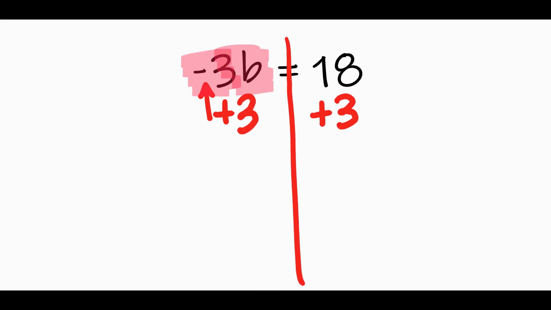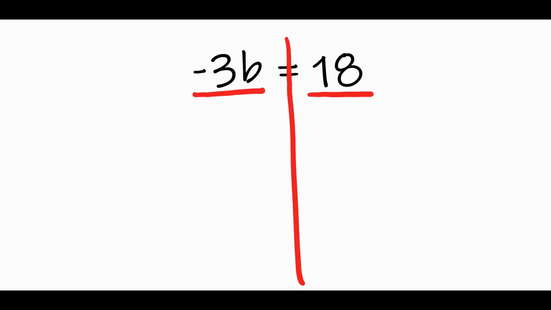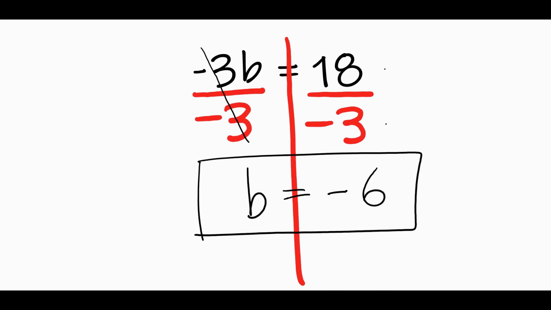So when they write negative 3b, what are they doing? They are multiplying b and negative 3. So if they're multiplying by negative 3, we are going to divide both sides by negative 3. Your whole goal is to get the b by itself. What is going to give me a b right here? Negative 3 divided by negative 3. So b equals, and then a positive times a negative is a negative, and 18 divided by 3 is 6. b equals -6 is the answer to this problem.